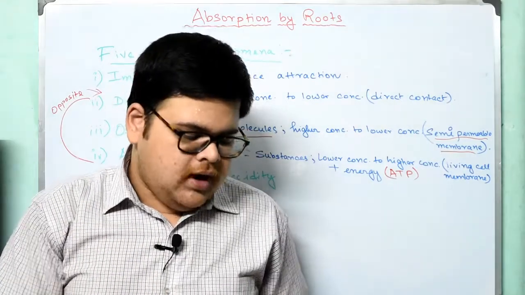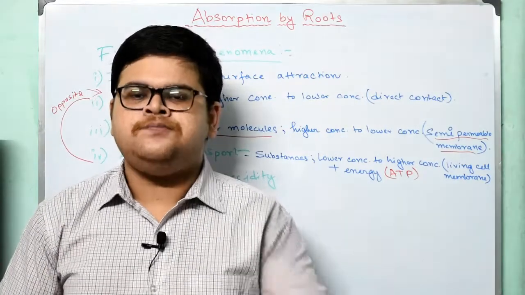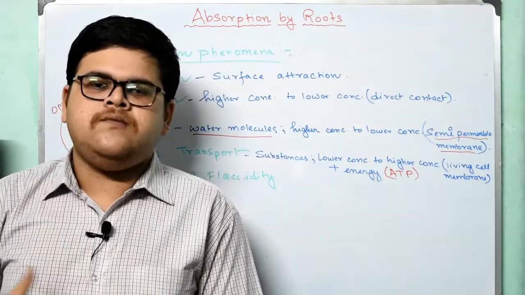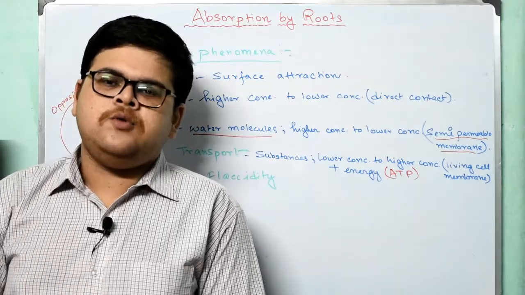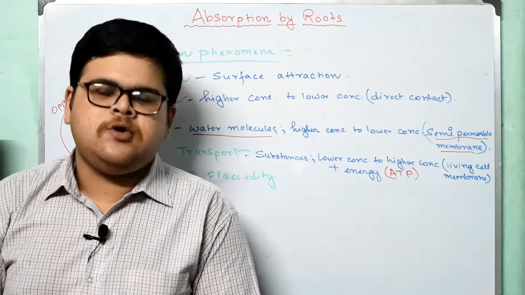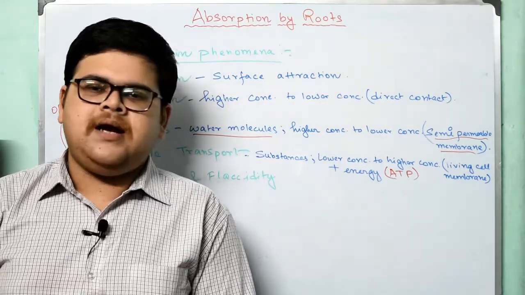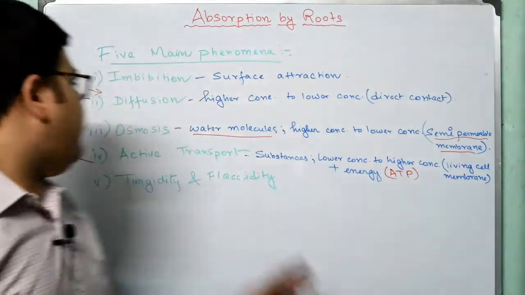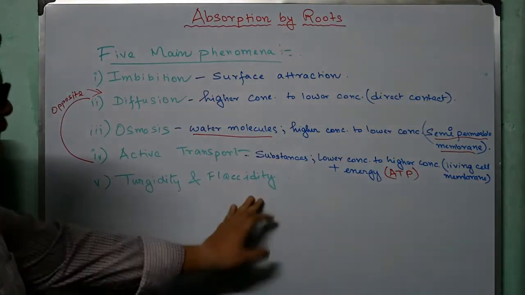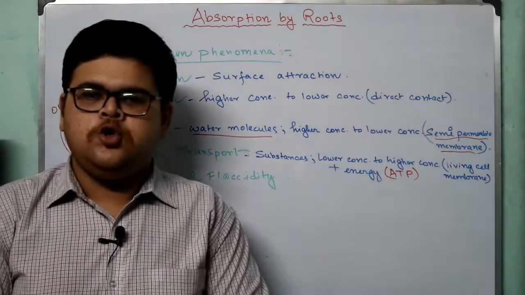Okay, so I hope up till this it is clear to you. See, I have tried my best. You need to go through this video lecture along with your book open and your copy for making notes. I hope this chapter will be very clear to you by the end. Now today we have completed these 5 points: imbibition, diffusion, osmosis, active transport, and turgidity and flaccidity. On the next day we will be moving forward with root pressure.